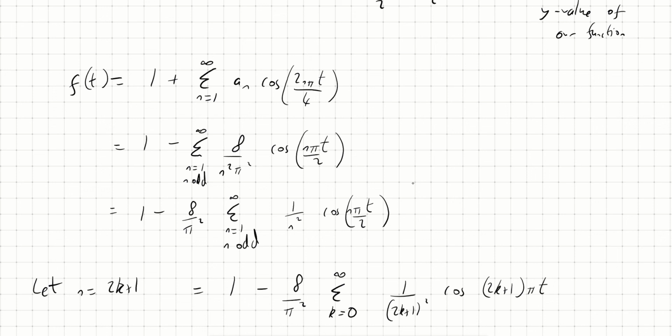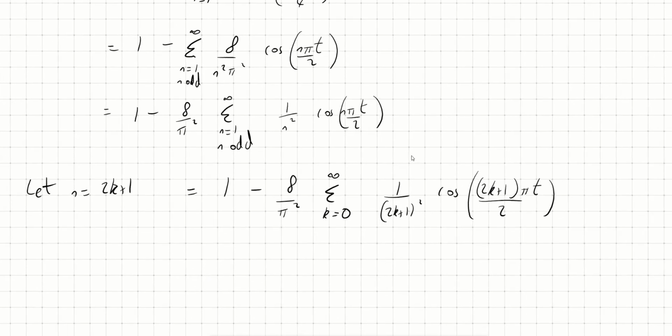pi t over 2. So this converting n's into 2k plus 1 isn't strictly necessary, but it makes it a little bit clearer on your summation, because now you're not having to restrict your summation only to odd values. We now allow the whole summation from 0 to infinity, and we can work out the first few terms.